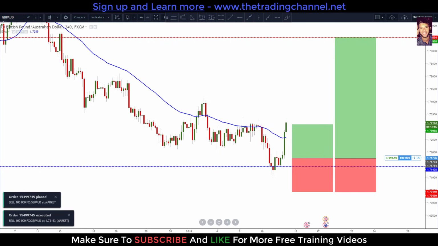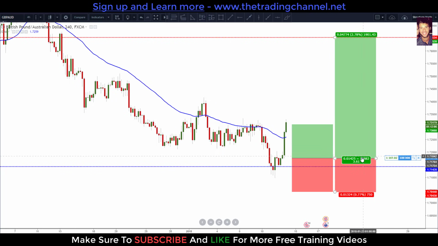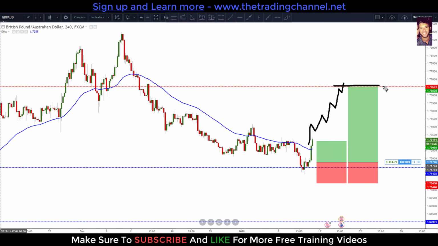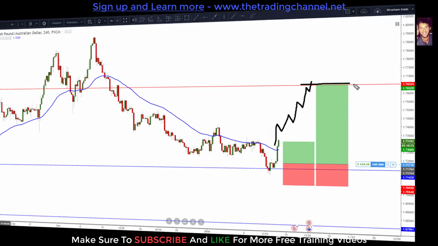We just got that done. Now what we're going to do is move a stop loss up to break even and just manage this position up to our next daily level of structure. But that is a long ways away, so I'll keep you guys updated as this trade plays out.